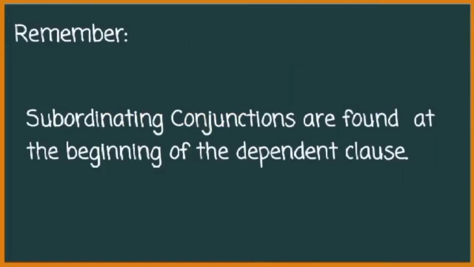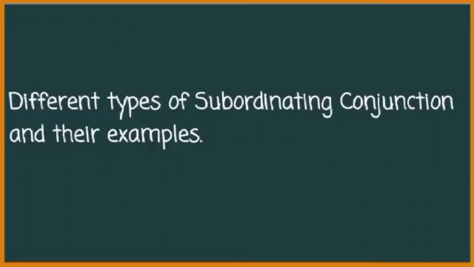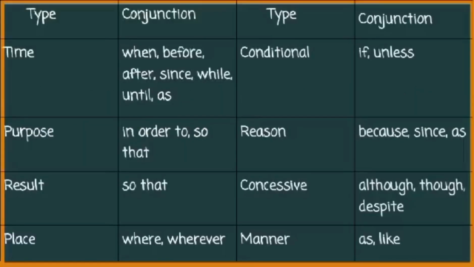So we always remember that subordinating conjunctions are found at the beginning of the dependent clause. So let's proceed to the different types of subordinating conjunction and their examples. There are 8 types of subordinating conjunction, and these are the time, conditional, purpose, reason, result, concessive, place, and manner. So the conjunctions when, before, after, since, while, until, as are referred to time.